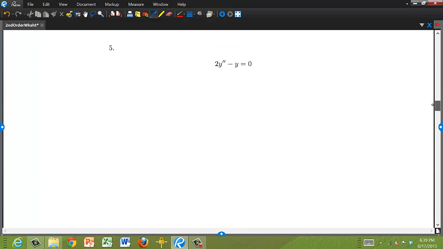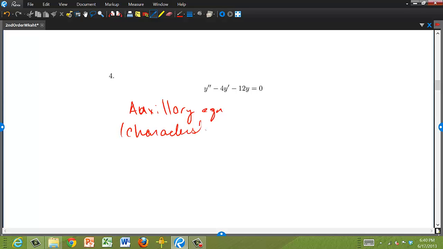Let's see, how many do I have here? Okay, let's try one more of these and then we'll try maybe something a little bit different. This problem, y double prime minus 4y prime minus 12y equals 0. We have auxiliary equation. People also call this the characteristic equation. And that's going to be r squared minus 4r minus 12 equals 0.